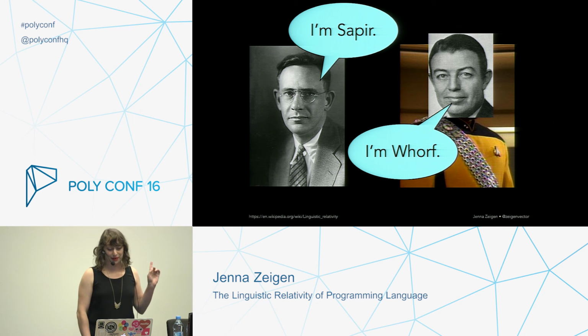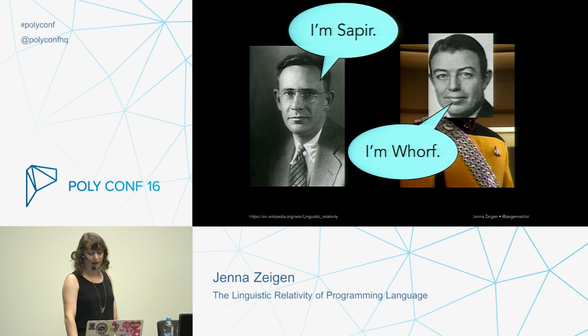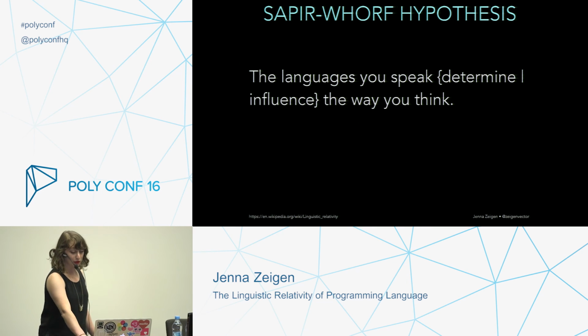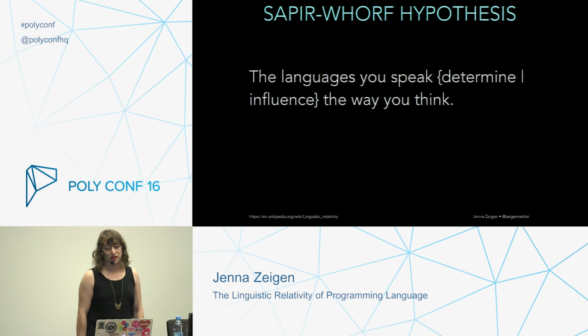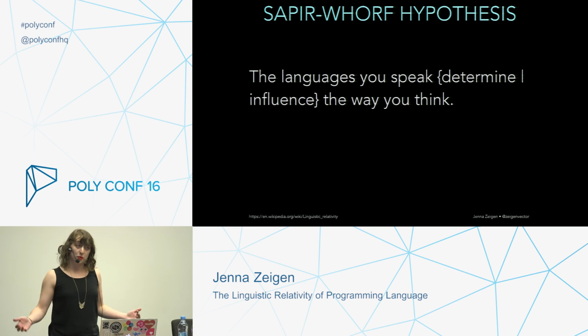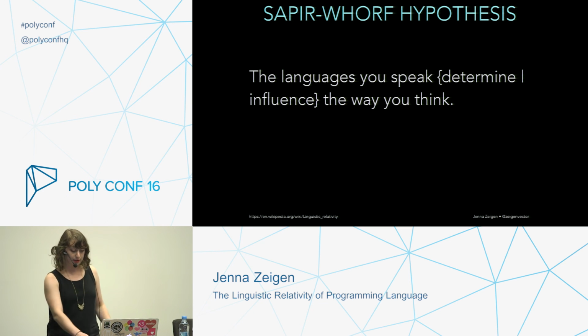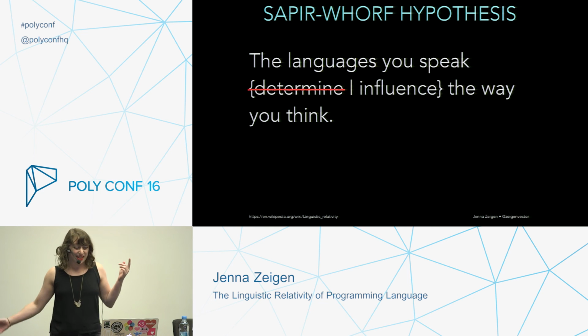The character was named as an homage to the linguist, which is pretty cool, because of the whole Klingon being a real language thing. So the Sapir-Whorf hypothesis, finally, says that the languages you speak either determine, which is the strong form, or linguistic determinism, or influence, which is the weaker form, or linguistic relativity, the way that you think. Now, linguistic determinism has largely been disproven.